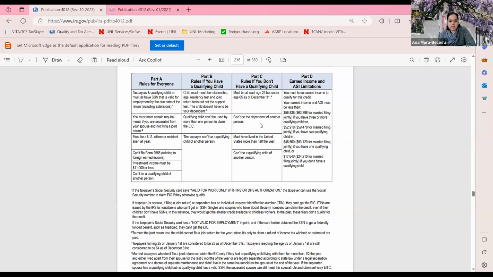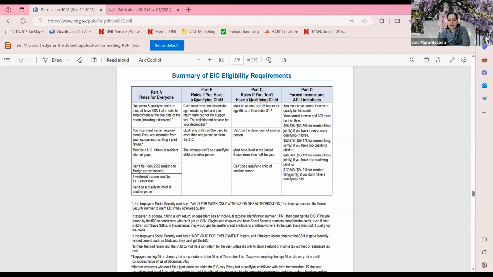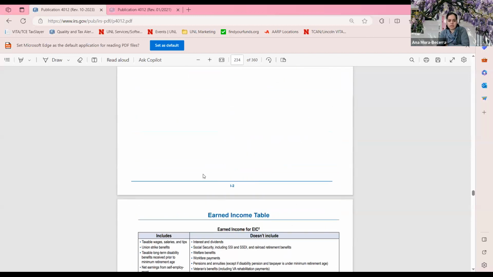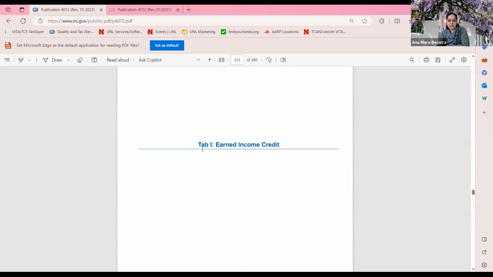So this is the publication 4012. I really like it because they have a lot of helpful charts. This one's just the summary. It's going to ask you the rules for everyone in this part A. Parts B and C depend on if you have a qualifying child or not. And then part D shows you the earned income limitations right off the hand. But this is all in chapter I or tab I for the earned income credit.